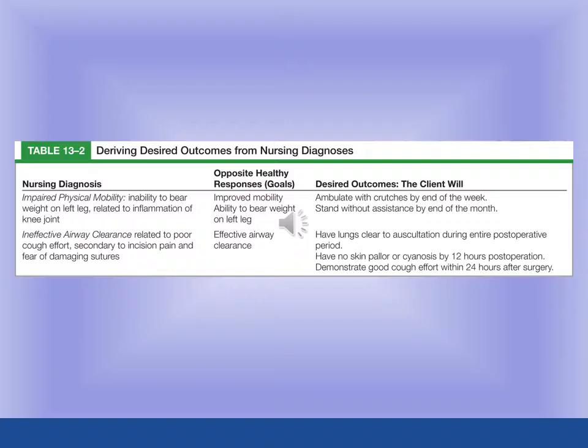demonstrate good cough effort within 24 hours after surgery. So we have our nursing diagnosis, our goal, which is the opposite healthy response of the nursing diagnosis, and it's very broad. Then we have our desired outcome, which is very specific, stating exactly what our client's going to do, and it's always measurable.